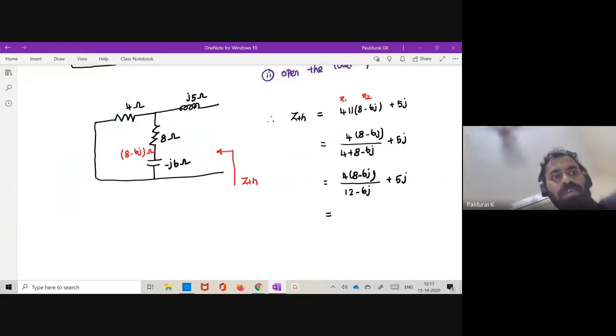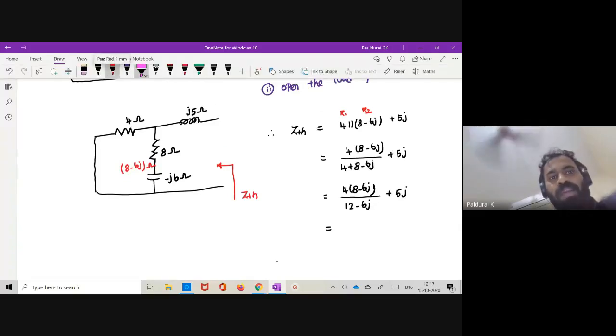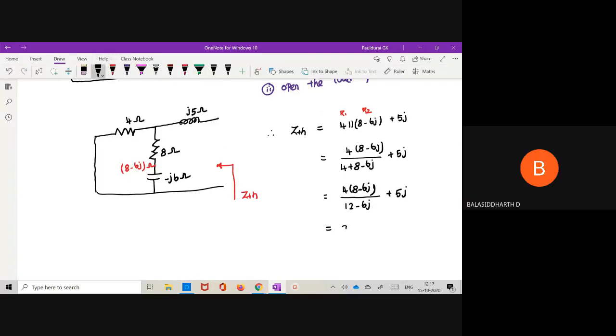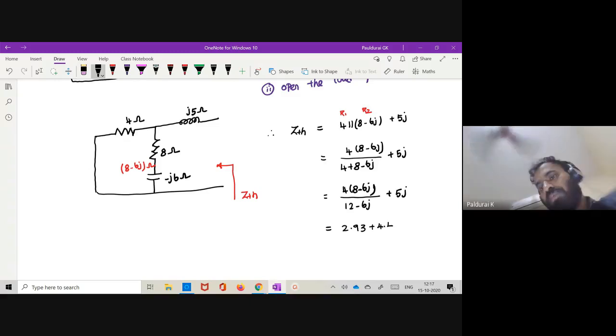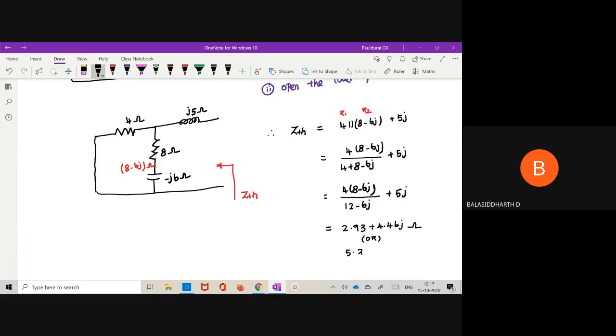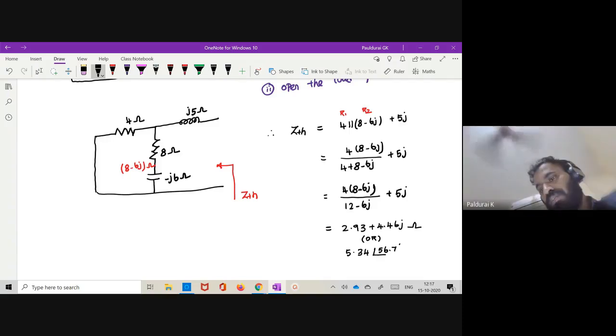Wait, let me choose my pen. The answer is 2.93 plus 4.46 J ohms, right? Yes, sir. Otherwise, in terms of polar form, it is 5.34 at an angle of 56.7 degrees. Very good. Again, this is ohm, right? So this is my ZTH. All of you, please verify if we got the same answer or not.